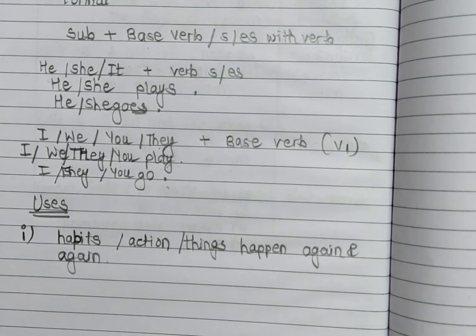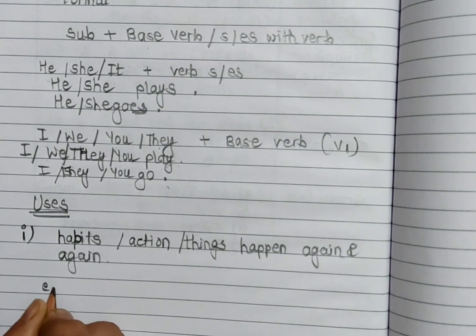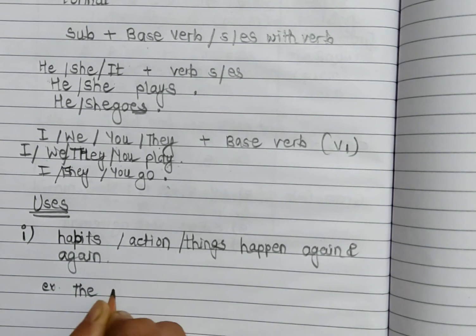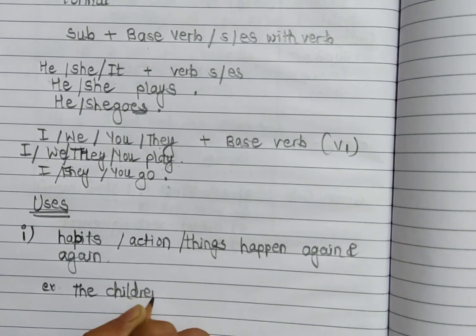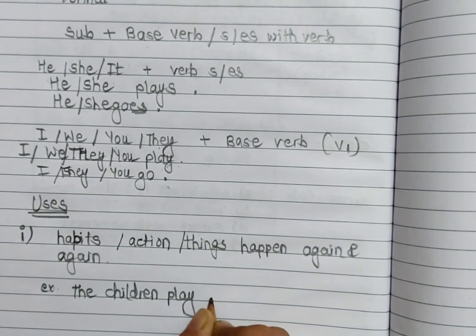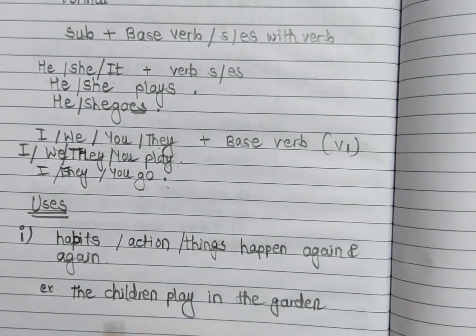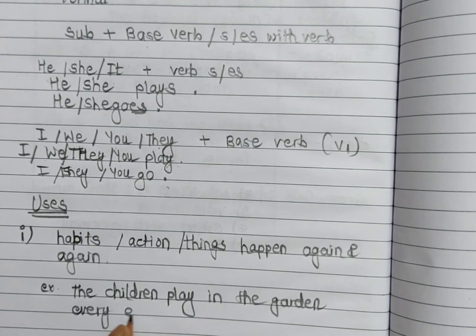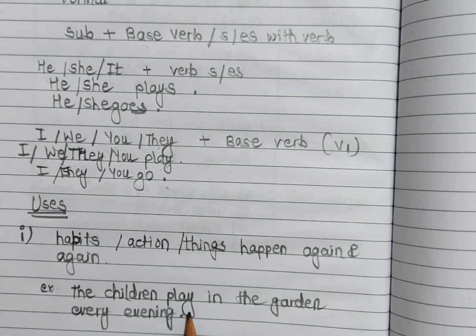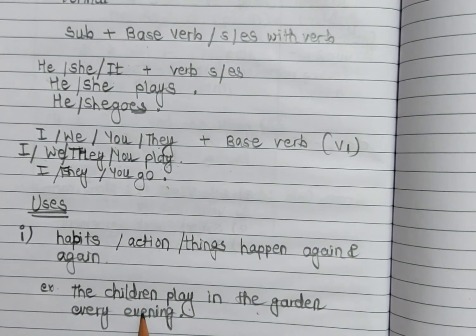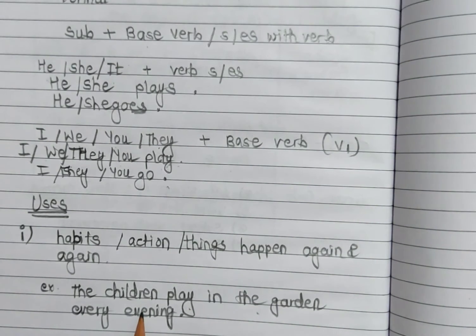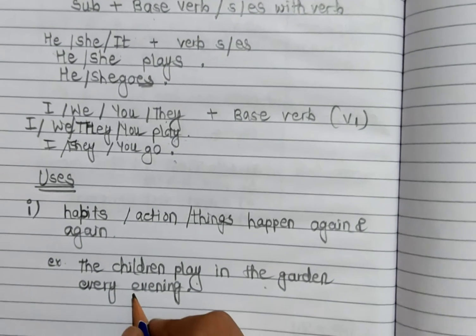Here I give one example: the children play in the garden every evening. So what's the habit of the children? They play in the garden at which particular time? Every evening. When some action is happening at one particular time, every day. So for that you have to use simple present tense.